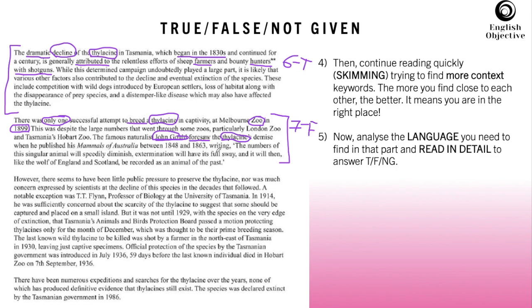Extermination will have its full sway, and it will then, like the wolf of New England and Scotland, be recorded as an animal of the past.